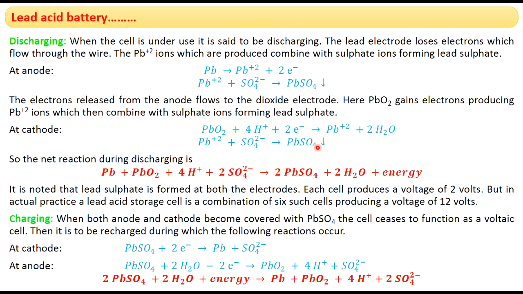Now the overall cell reaction during discharging will be like this: Pb plus PbO2 plus 4 H+ plus 2 SO4 2- gives rise to 2 PbSO4 plus 2 H2O and also energy. So each cell produces 2 volts, but in actual practice 6 lead acid storage cells are connected, finally producing a voltage of 12 volts. These are the cell reactions that occur during discharging, I mean while using the battery.